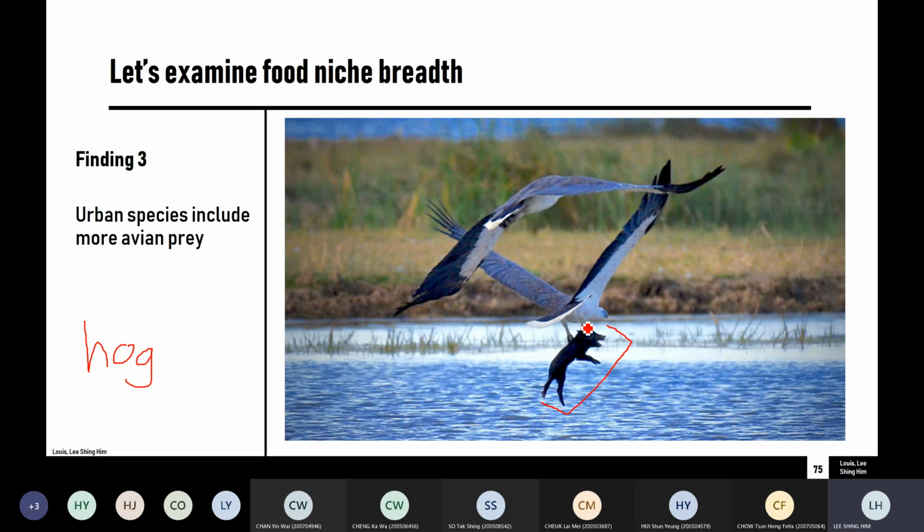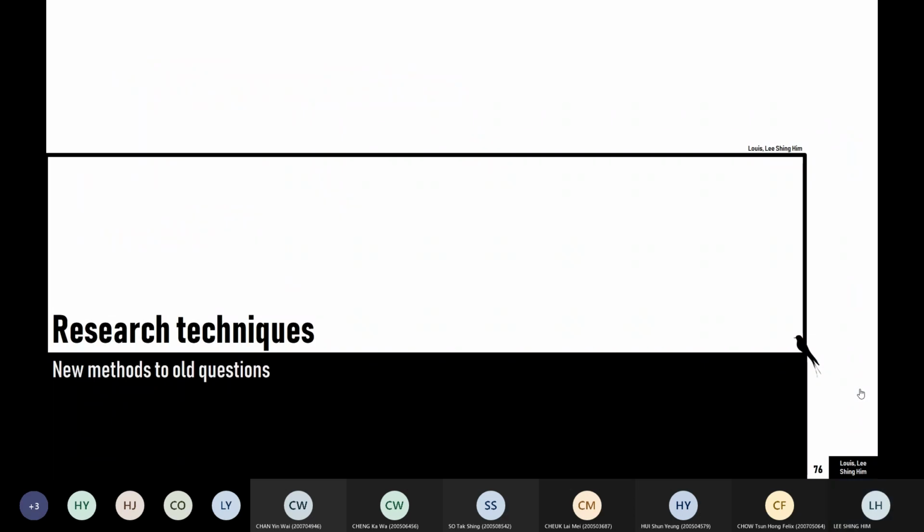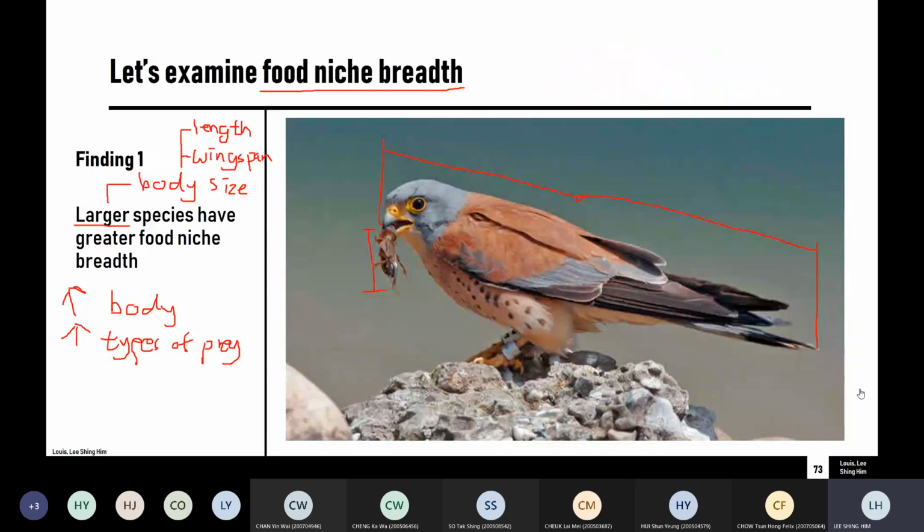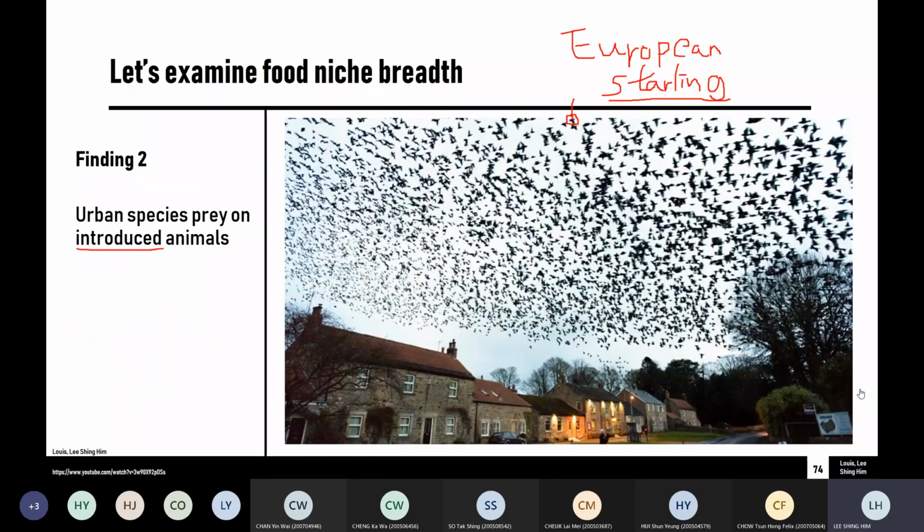But for urban raptors, they do not have this type of prey in the city. That's why just now I told you that they tend to catch more avian prey, like flying insects, flying birds, flying bats, 蝙蝠. Okay, so that is the finding among urban raptors. So these are the three key findings about urban raptors.